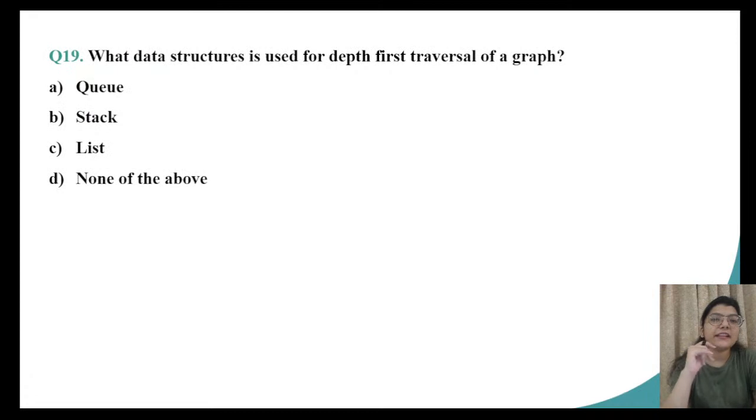Next, which data structure is used for depth first traversal of graphs? Which data structure is used for depth first traversal of a graph?